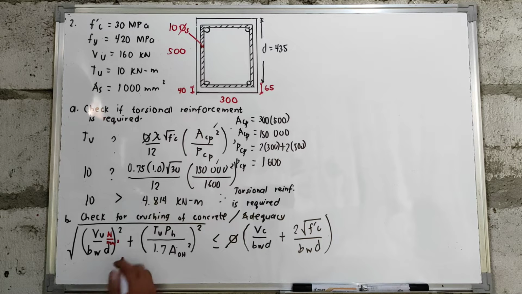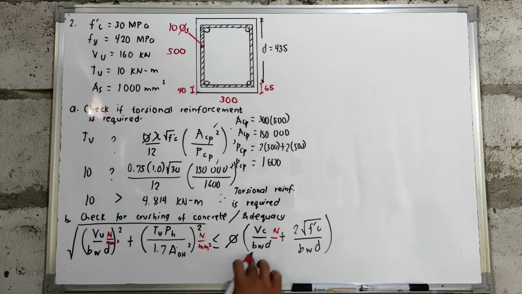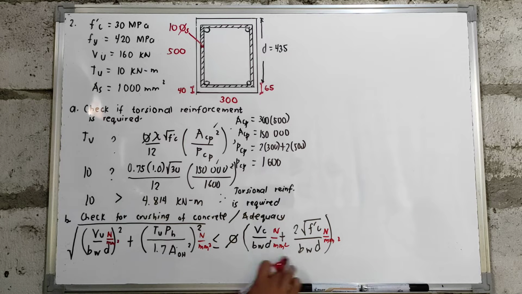So, meaning to say, stress ito, at the same time stress din to kasi ito, Tu, tsaka yung ph natin, Aoh, naka-squared pa. So mangyayari dito is that will become Newton per mm squared. Same with this one. Yung Vc natin, naka-Newton. Yung bwd natin, that is an area. So that is mm squared. Ito din, naka-megapascal din tayo dito. So meaning to say, etong pinagko-compare nating mga values, these are all stresses.